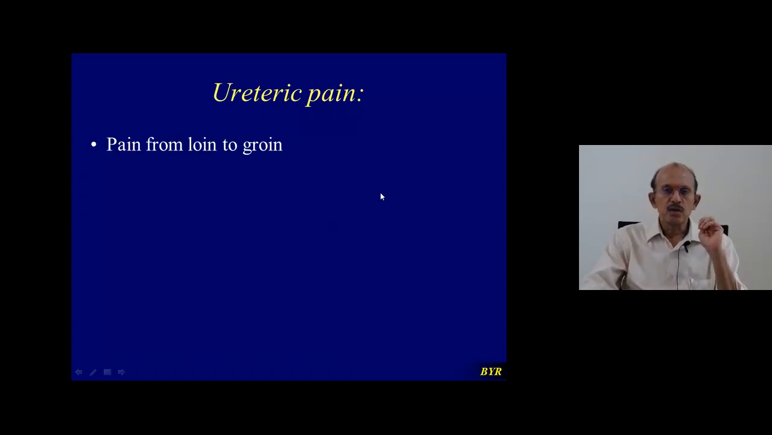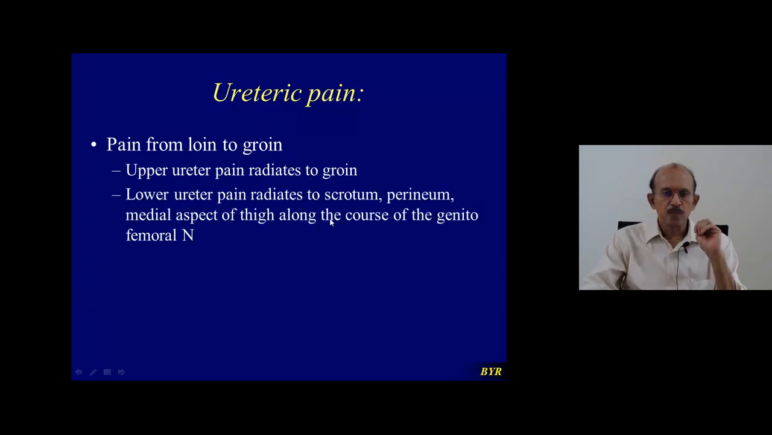So the ureteric pain will be radiating from the loin to the groin. Upper ureter pain will be radiating to the groin. The lower ureter pain, that means if the pain is originating from the lower half of the ureter, then the pain will radiate to the scrotum, perineum, and medial aspect of the thigh along the course of the genitofemoral nerve. Actually, the pain of the ureter radiates along the genitofemoral nerve. So wherever the distribution of genitofemoral nerve is there, that part will have the severe colicky pain.